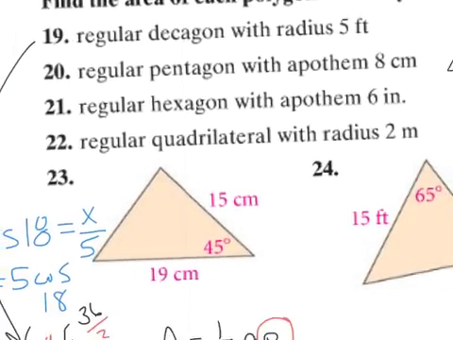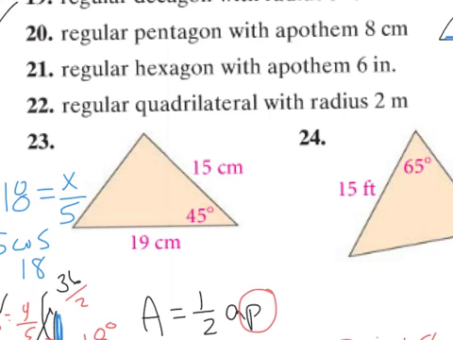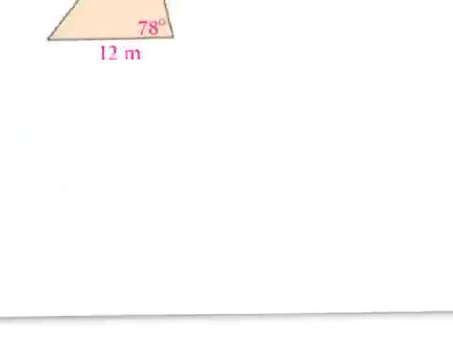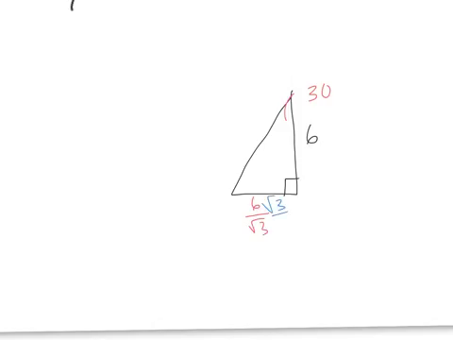Okay, then 21 is a regular hexagon with an apothem of 6. So I'm going to make some room way in this corner. So a regular hexagon with an apothem equal to 6. So a hexagon, this angle is going to be 30. So this is going to be 6 divided by root 3, if I set up my special right triangles. So if I rationalize it, it's going to be 6 root 3 over 3, which is 2 root 3.